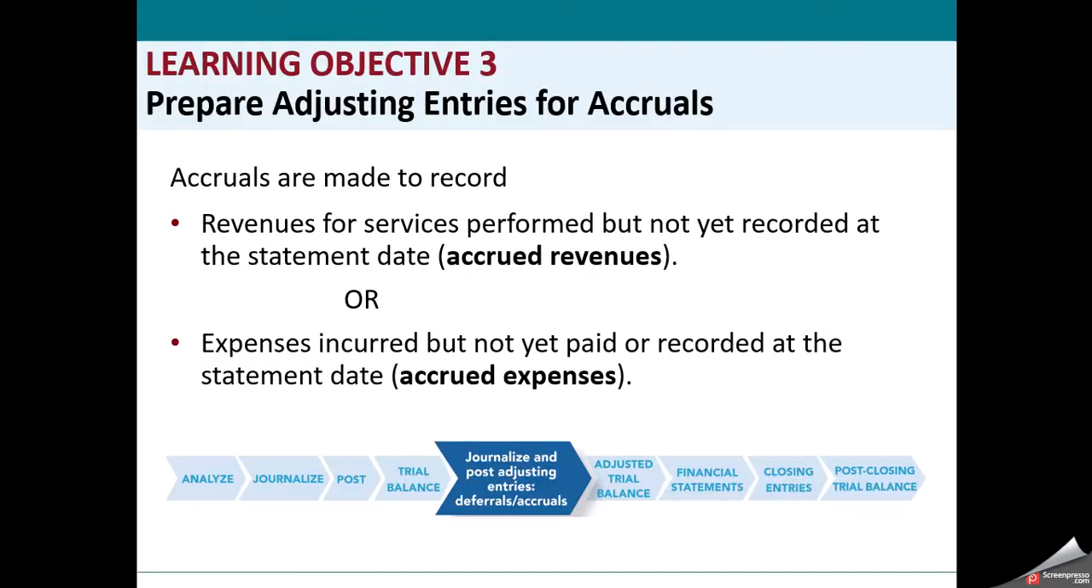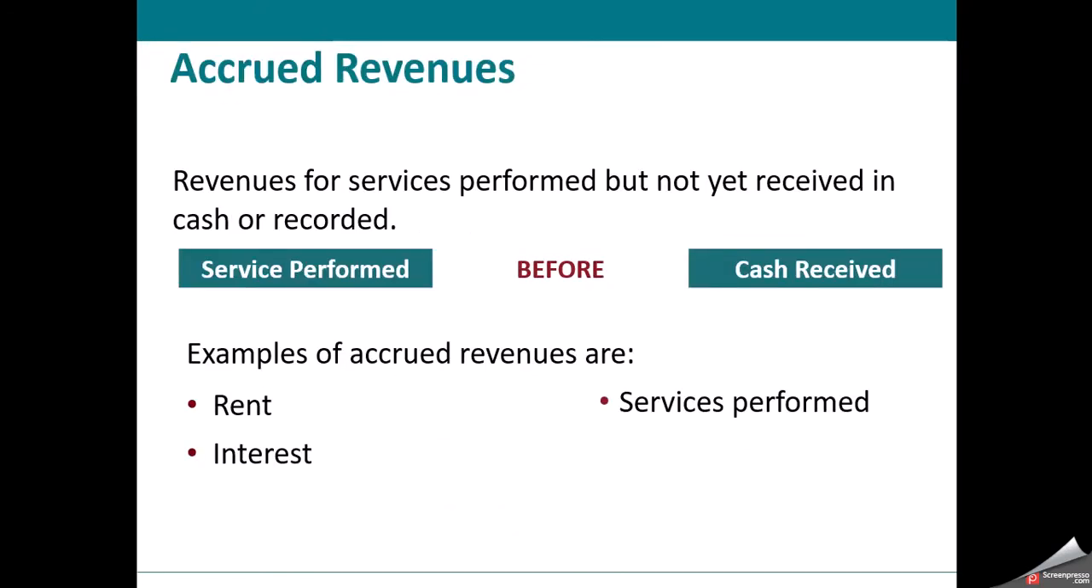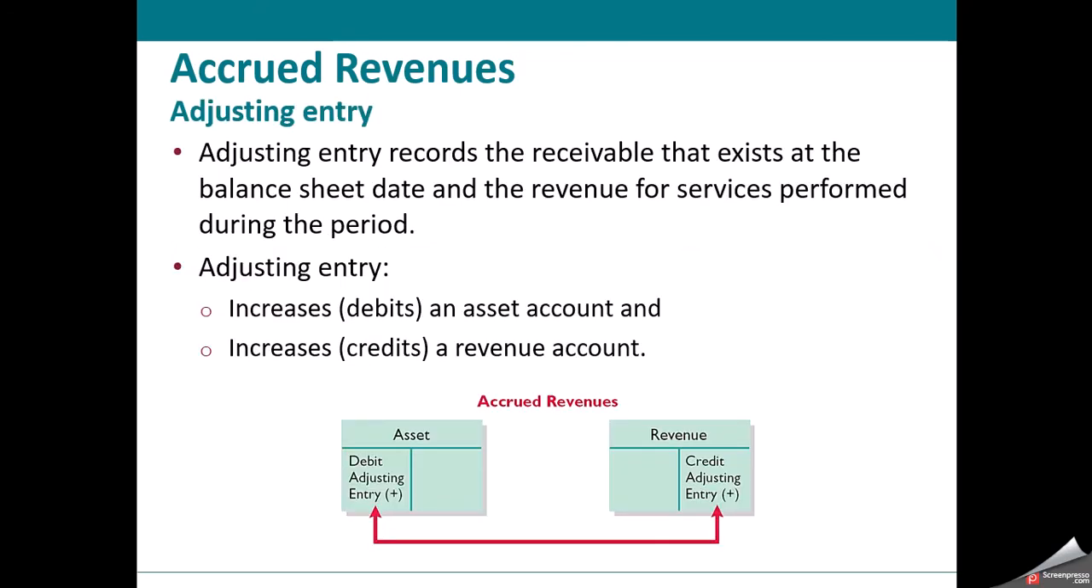Okay. So again, we've talked about the different accruals and how we post those. Here we have some examples. Accrued revenues are things that we know we have performed, but we haven't billed out yet, or we haven't collected the cash yet. So we are going to do an adjusting entry that sets up a receivable. We debit an asset and then we credit the revenue. We're going to actually recognize that somebody owes us something and we really did perform the services.